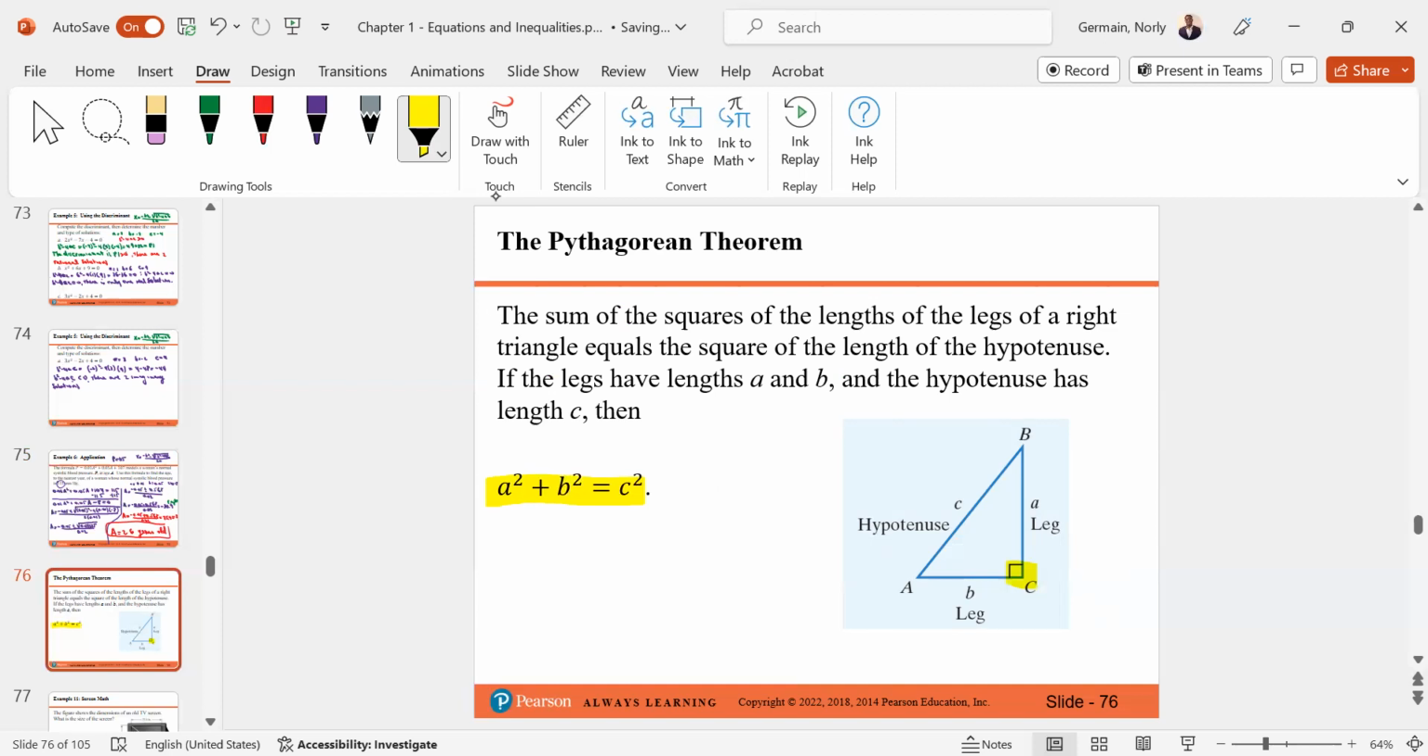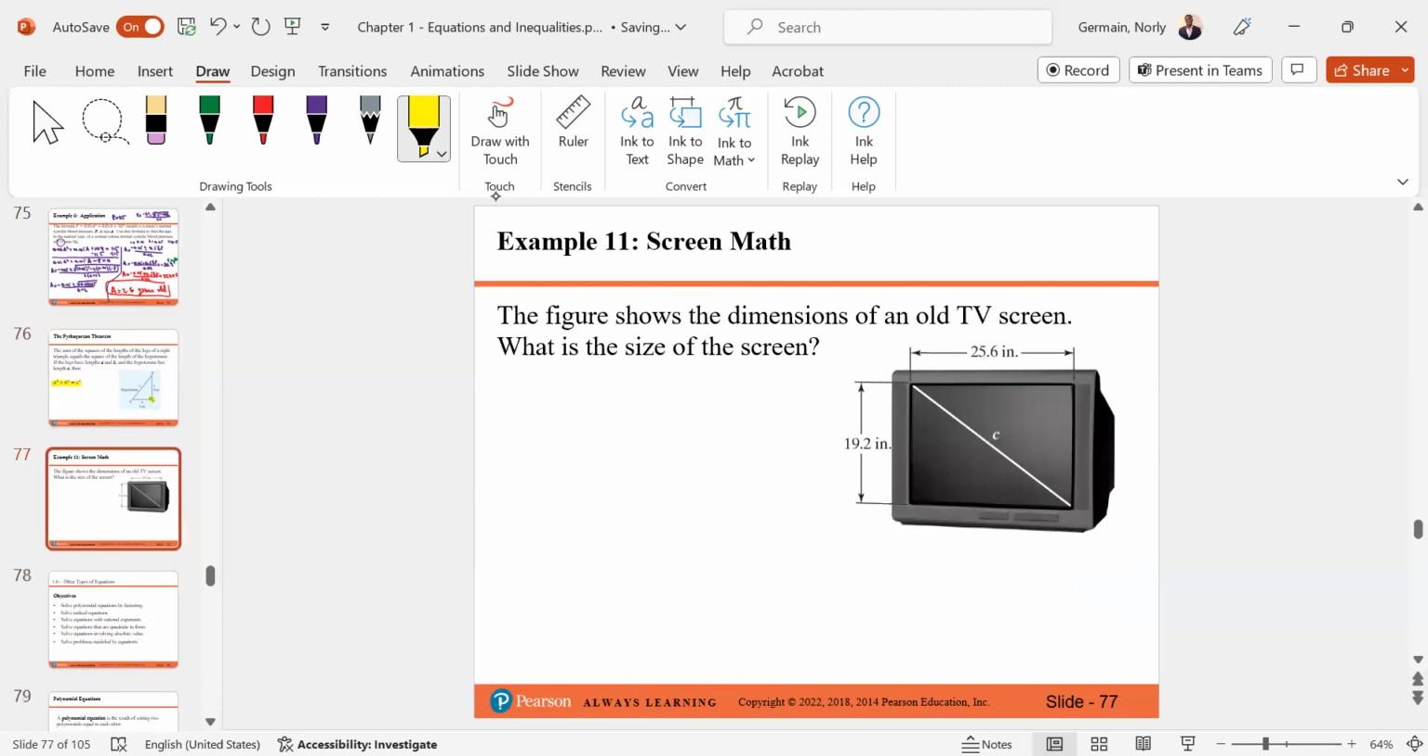Remember that, okay? We will have a chance to come back to the Pythagorean theorem later, because we cannot move forward with pre-calculus and calculus without using it, especially when we deal with trigonometry. But for now, let's just practice. We see here, they said the figure shows the dimensions of an old TV screen. What is the size of the screen?